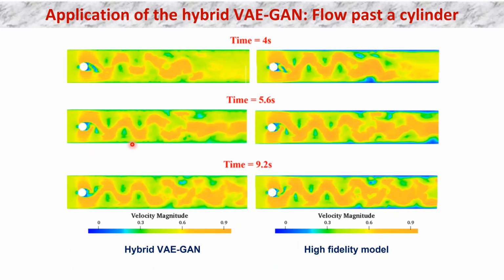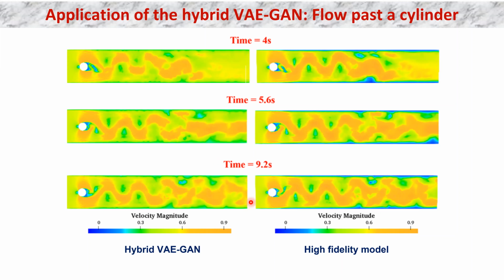So this is the result at a different time level. On the left side is a result from our machine learning model, and on the right side is a result from the physical model. At these different time levels, you can see the machine learning model captured almost all the detail of the fluid dynamic features, especially around the cylinder. You can see here it's captured very well. And of course, there is some difference.